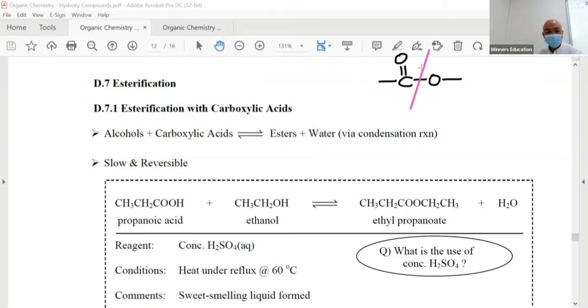We'll put a line to break the ester linkage, and from there, you have two colors. This and say this. The one in green will come from, for a start, the carboxylic acid, and the other end is made up of the alcohol. From there, we'll be able to identify what acid and what alcohol made the ester. We will also know how to name the ester.